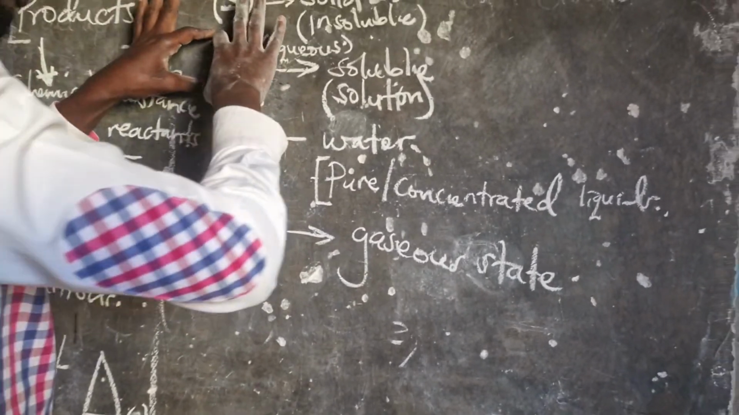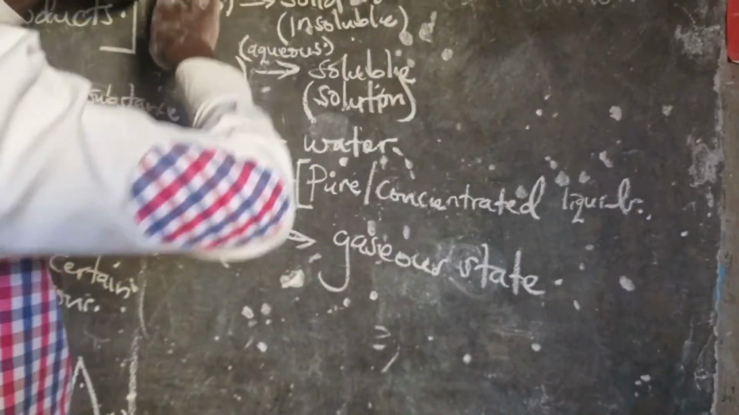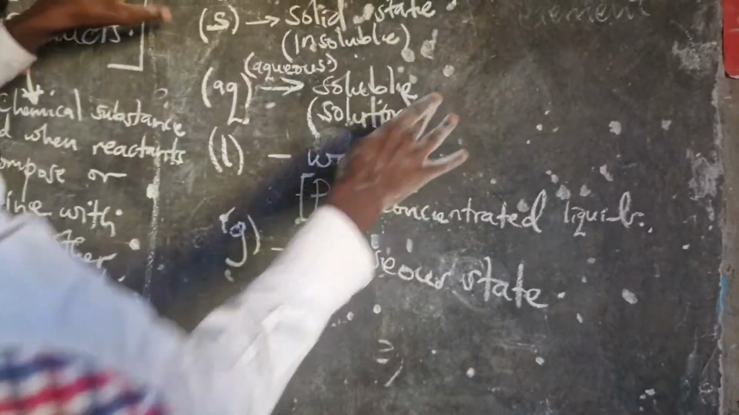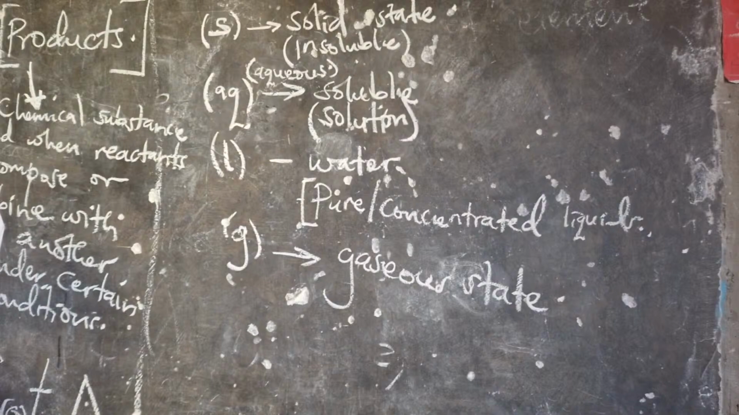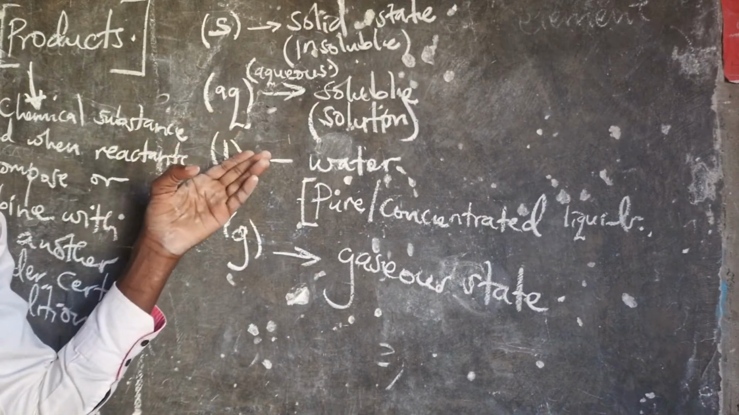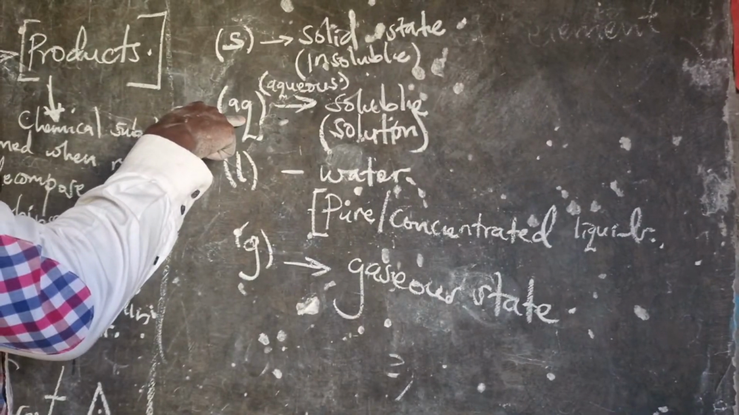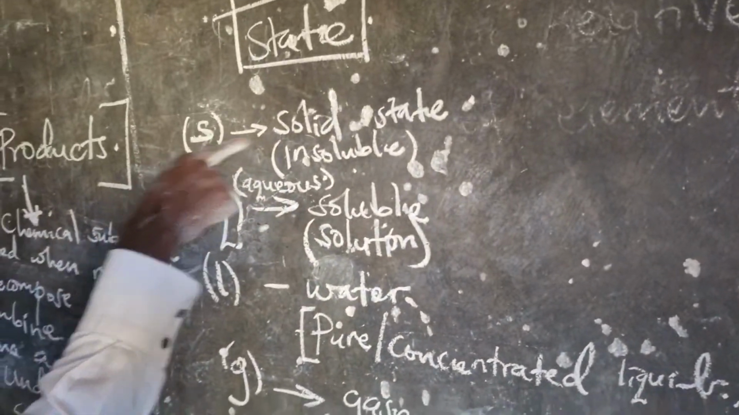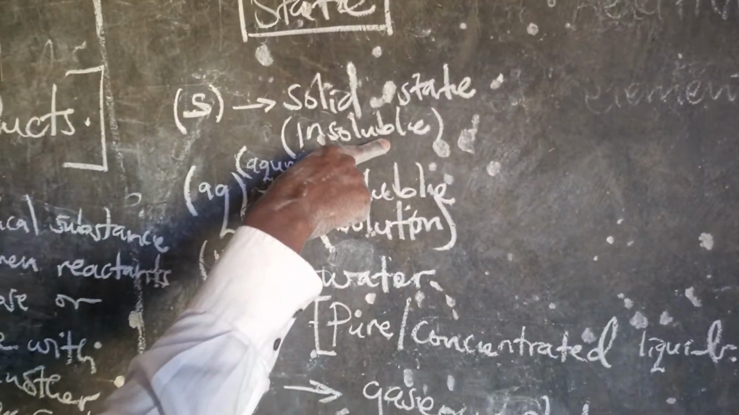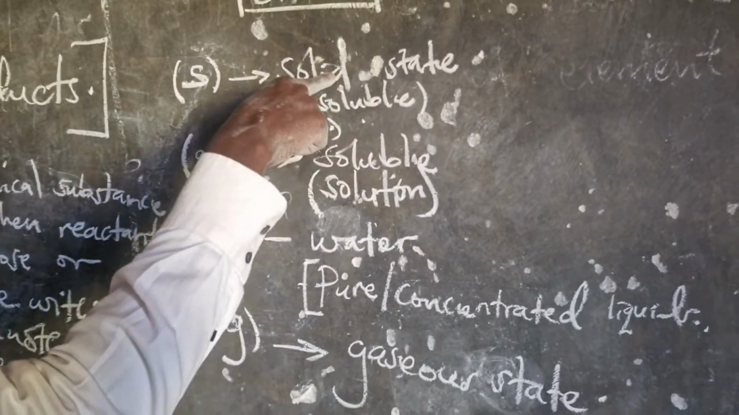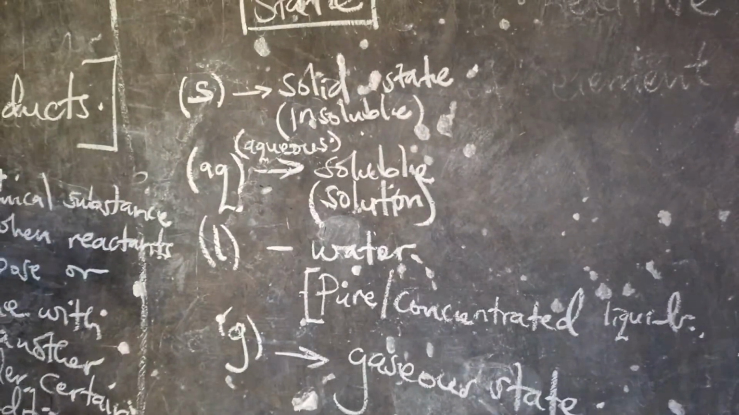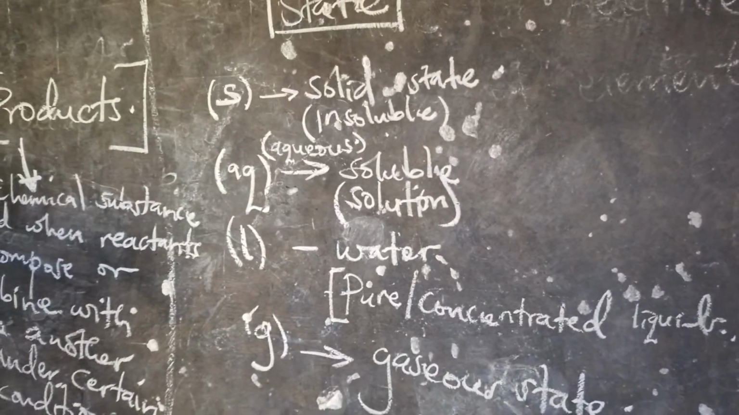To know if the salt is soluble or not, you must have studied solids and you must know the solubility rules. That's when you get to know that this salt is aqueous if it is soluble, or solid if it is not soluble. So we shall talk about that with time.